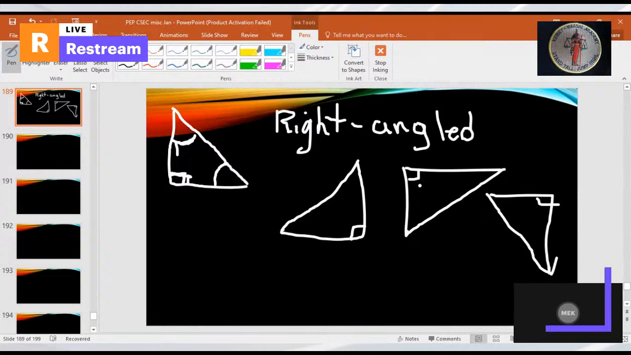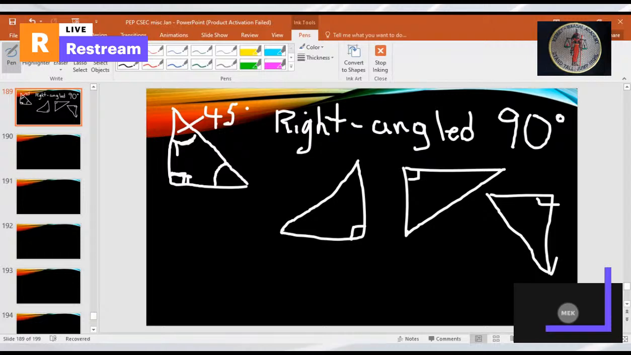They form a 90 degree angle. So if you were to take your protractor and measure that angle, you would get 90 degrees. So a right angle triangle has a 90 degree angle, and the other two angles will vary. For example, if one is 45 degrees and this one is also 45 degrees, this is a special type of right angle triangle.